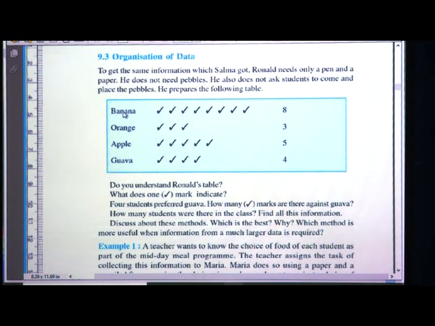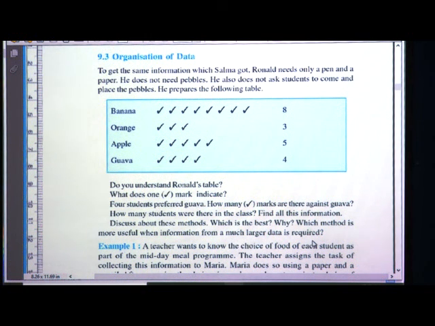He has written banana, orange, apple and guava. What does one tick mark indicate? 4 students preferred guava. How many tick marks are there against guava? 4. Discuss about these methods, which is the best. Why? Which method is more useful when information from a much larger data is required?